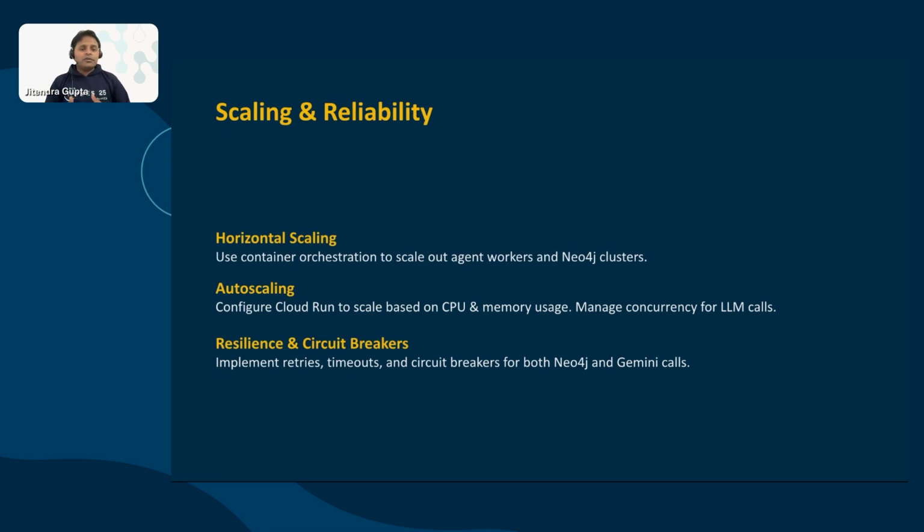From the scalability point of view, we should enable horizontal scaling, auto scaling, resilience, and circuit breakers. From the infrastructure perspective, when you have your agents deployed, you should have all these scalability and reliability aspects covered for the infra part.